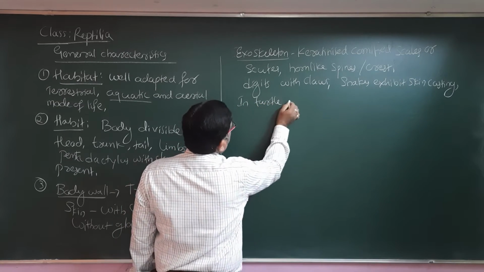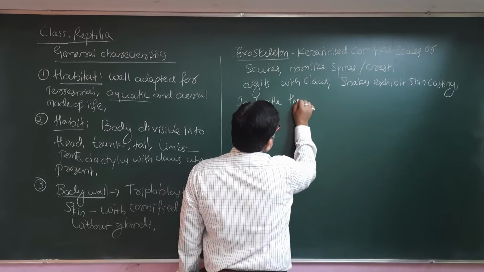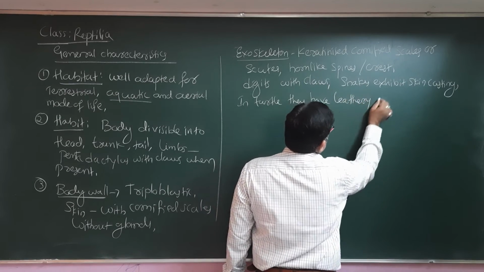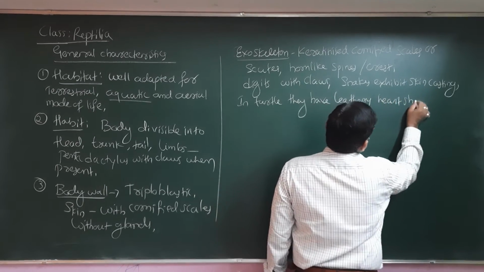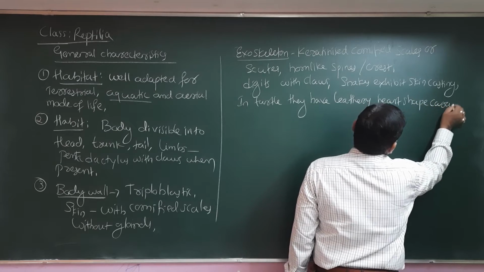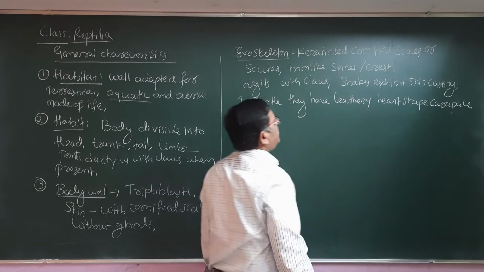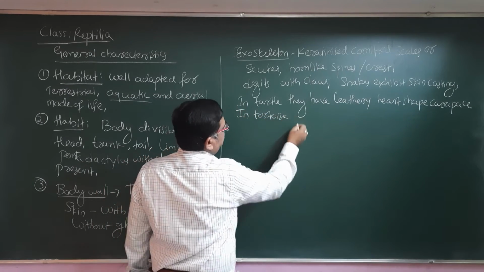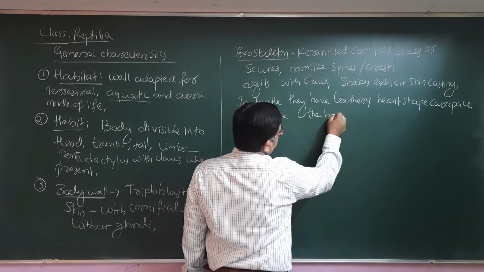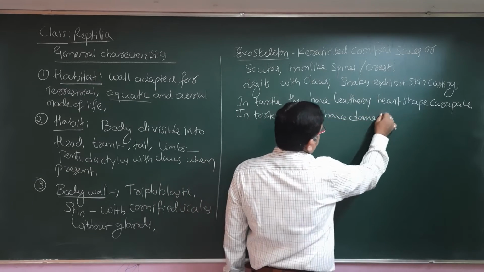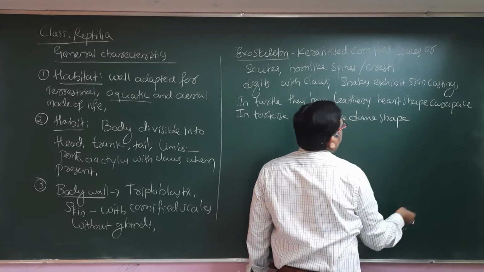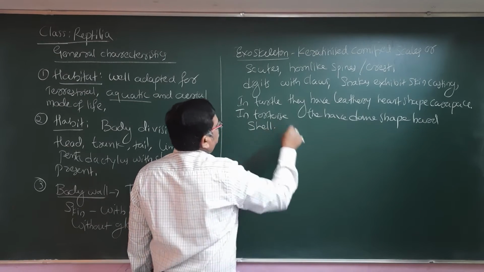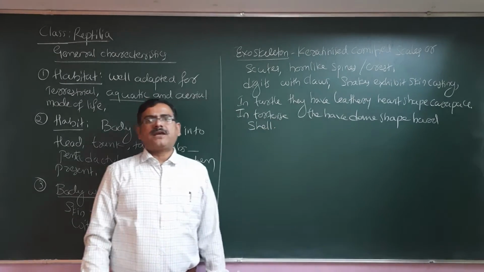And in the turtle, they have a leathery, heart-shaped carapace. But in the tortoise, they have a dome-shaped, hard shell. This provides them mainly protection.